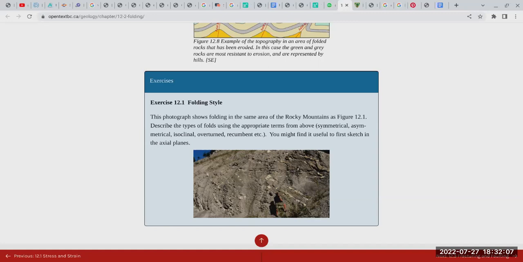markers, and it did say you might find it useful to first sketch in the axial planes, and that's why I use my markers, because when I have an aerial photograph, or even a photograph of this nature, what you could possibly do for me, guys, is to print this. I will color black and white, it doesn't matter. Print it, and then what you can do is sketch in the axial planes. Once you sketch the axial planes in there, the things will come in even better for you. You'll be able to see it.